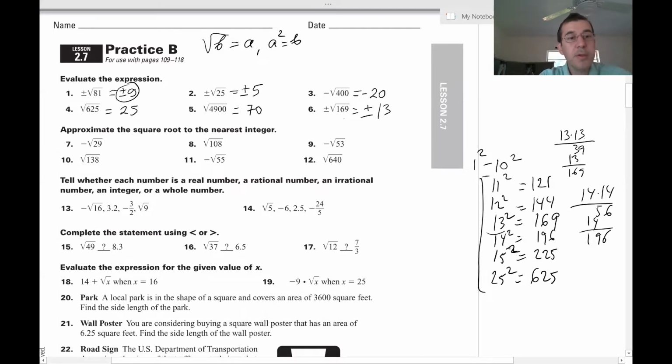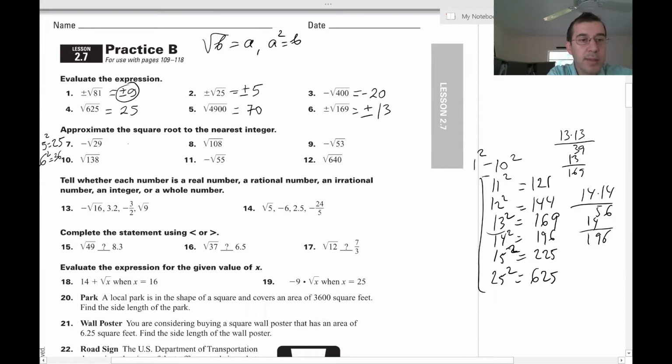Number 7, approximate the square root to the nearest integer. So this is close to 25, and we know that 5 squared is 25. Let's say here on the side, 5 squared is 25. So 25 is less than 29. How about what's greater than 29? That's 6 squared. 6 squared is 36.